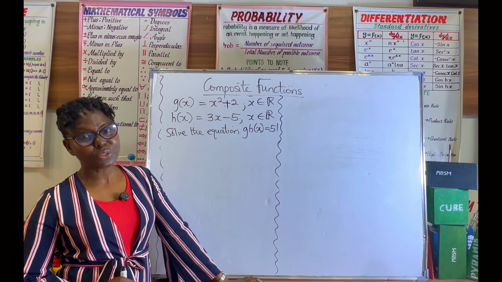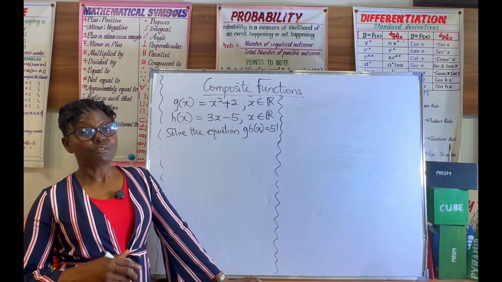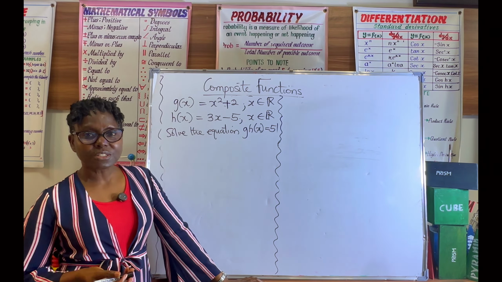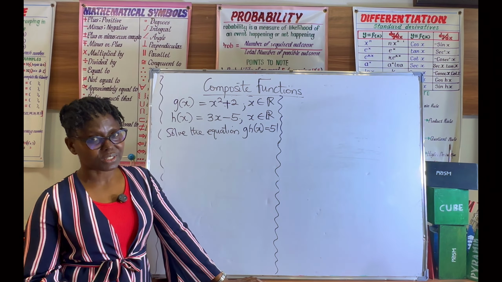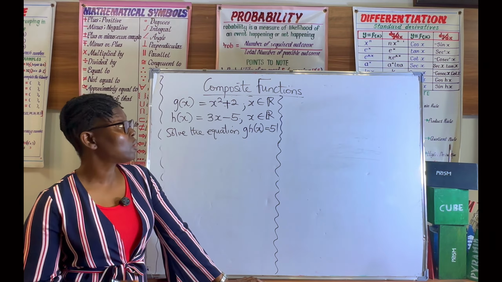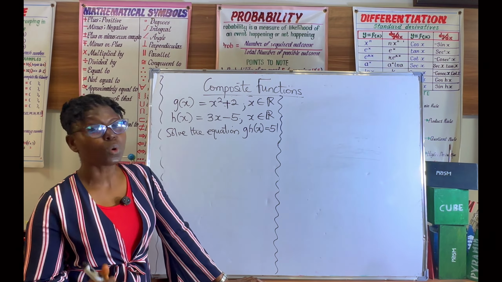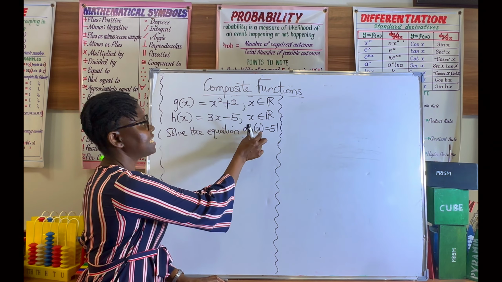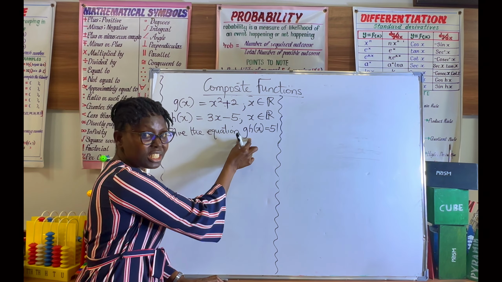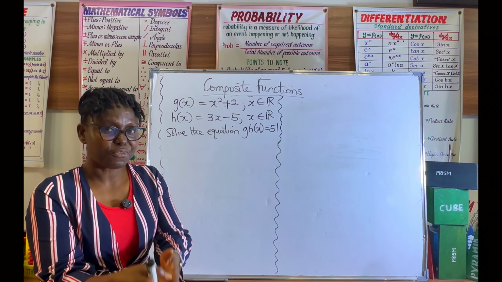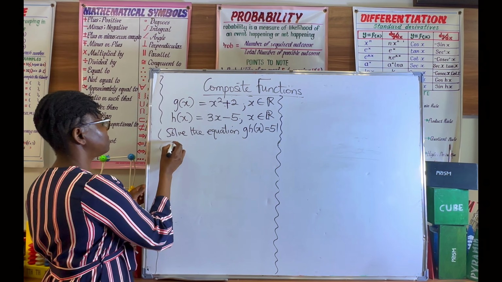Composite functions: we want to solve an equation that involves a composite function. Like I said before, a composite function is a combination of two or more functions. We have two functions here, g of x and h of x, and we want to solve the equation g of h of x is equal to 51. How do we do that? You have two functions. You take the h function and input it into the g function, and the equation should be equal to 51. So let's solve.